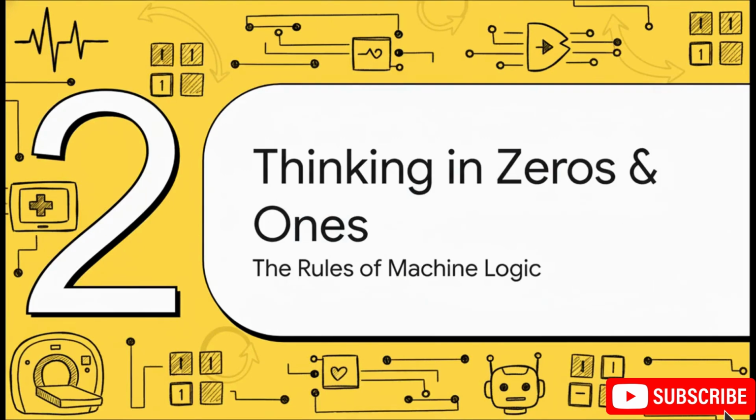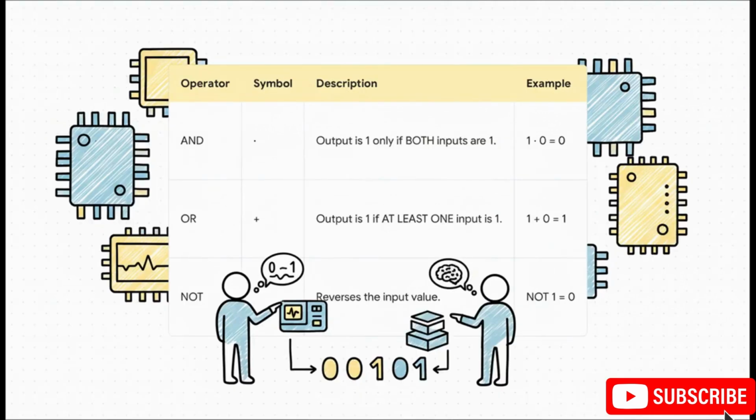Okay, so if binary is the alphabet, then we need some grammar, right? We need rules to actually form sentences and make decisions. This is where machine logic comes in, and believe me, it's way simpler than you probably think. Let's check it out. Get this, computers make every single decision using just three basic operations: AND, OR, and NOT. That's the whole shebang. AND is the strict one.